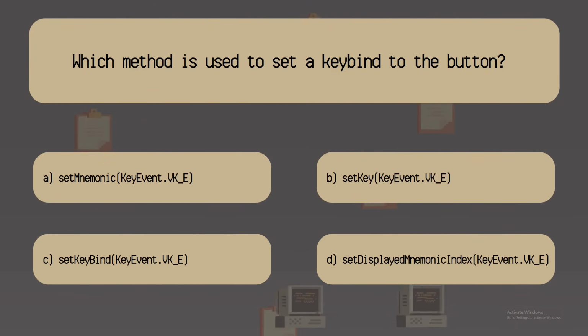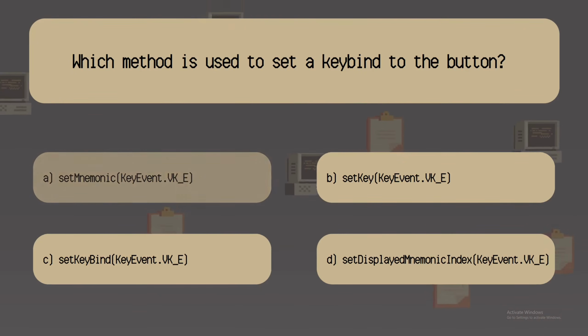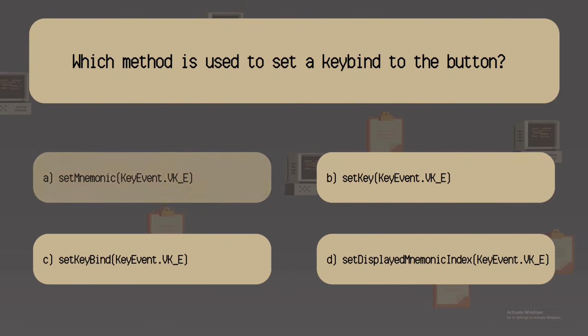Question: which of these methods is used to set a keybind to the button? You'll have 15 seconds to answer the question. Alright, time's up. The answer is A. We call on the setMnemonic method, and then we pass in a key event and the key that we want to use. In this case, it's going to be E.